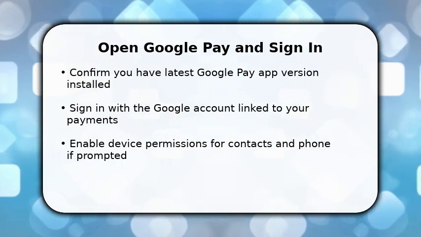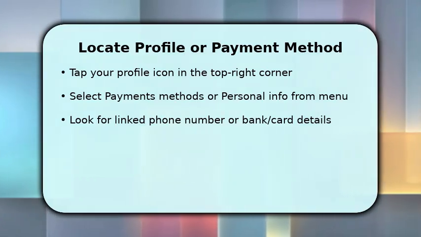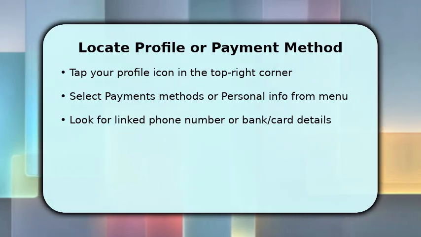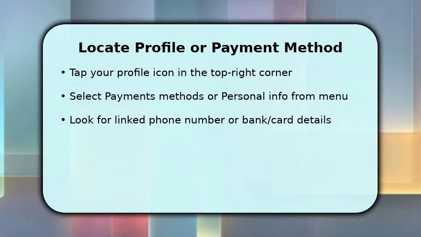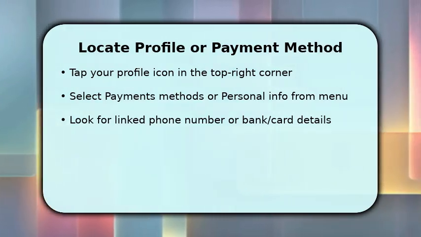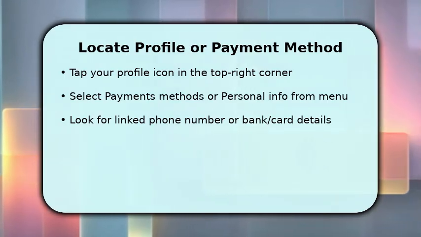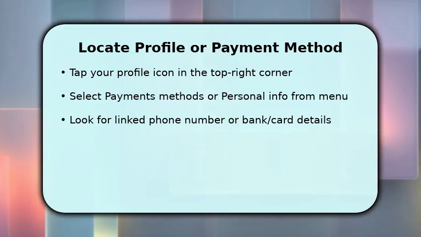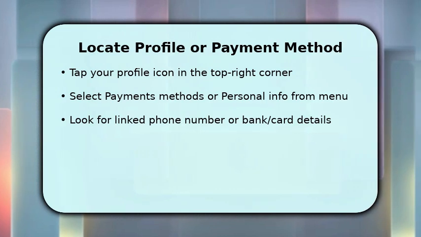Next, tap your profile icon in the top right corner to open your account area. This is where Google Pay stores personal contact info. Once there, choose payments methods or personal info depending on the app layout, because phone numbers may show under either. Scroll to the section labeled Phone or Contact and check the listed number. If you want account-specific numbers, open the linked bank or card and view details. Make sure you read labels carefully so you grab the right number for your need.